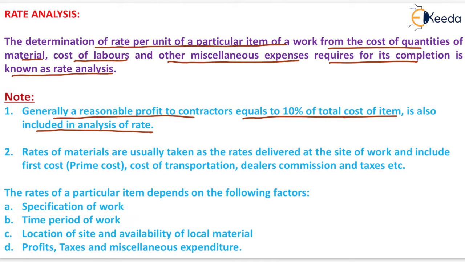Rates of material are usually taken as the rates delivered at the site of work and include first cost, that is prime cost, cost of transportation, dealer's commission, taxes, etc.